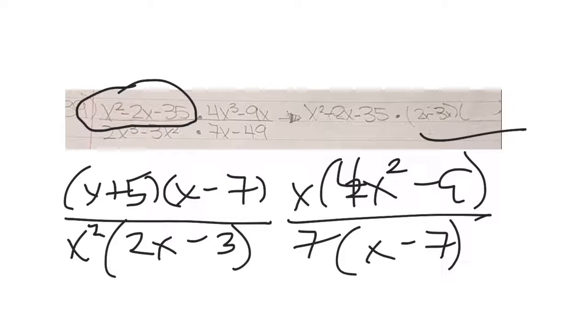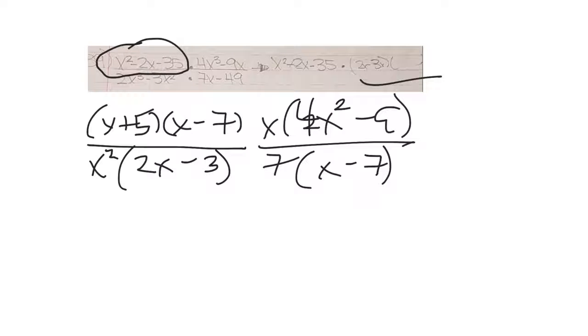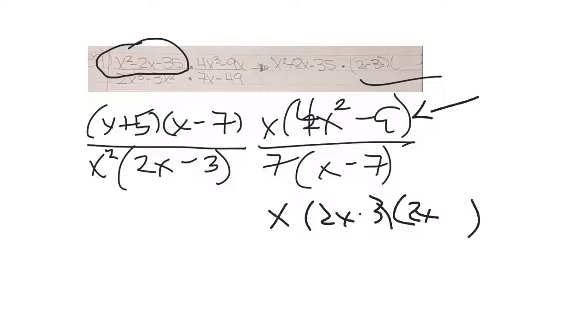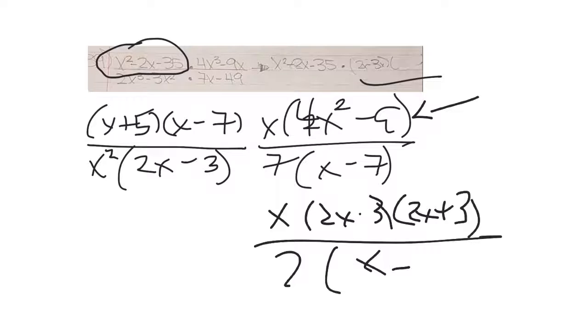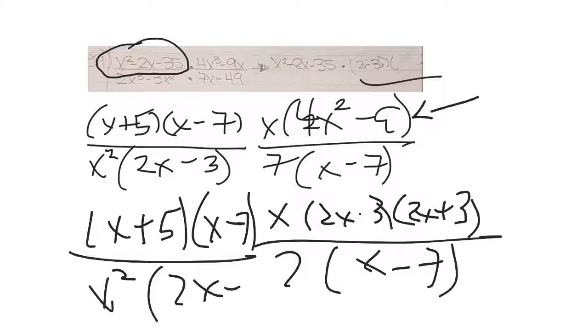Okay, fairly close now. Last thing I would do is on that top one, this is a difference of squares. So I'd have x and then two brackets: 2x minus 3 and 2x plus 3. On the bottom I've got 7 and an x minus 7. And then over here I've got x plus 5, x minus 7, all over x squared, 2x minus 3.